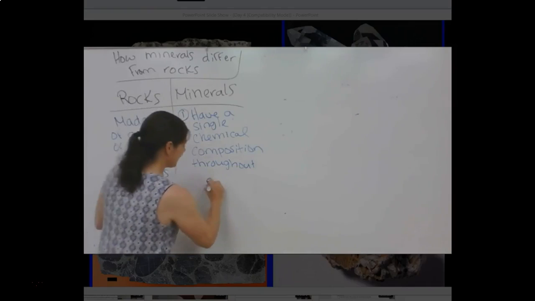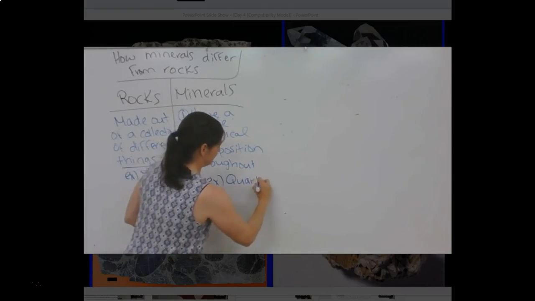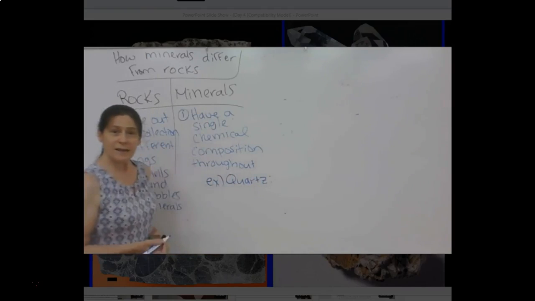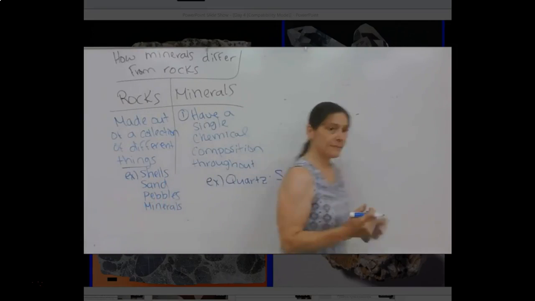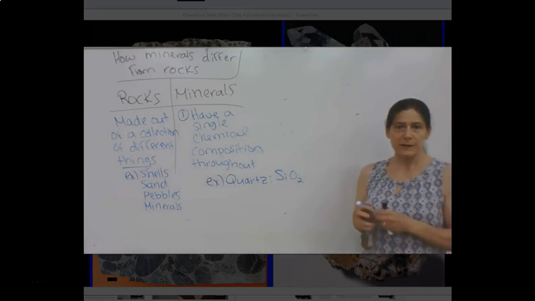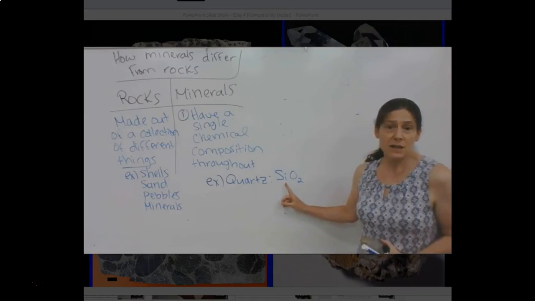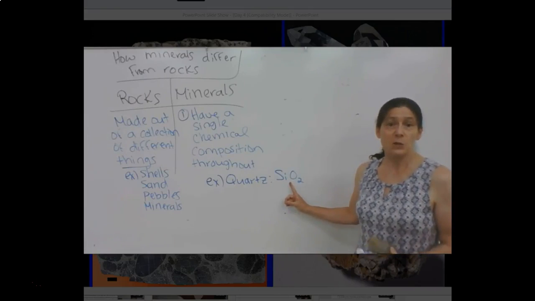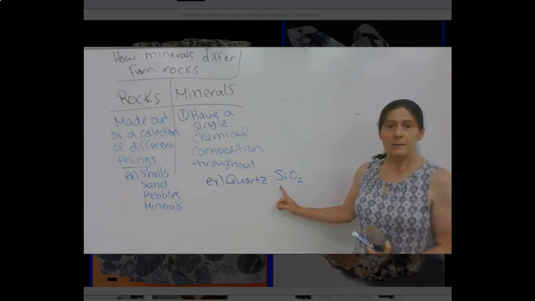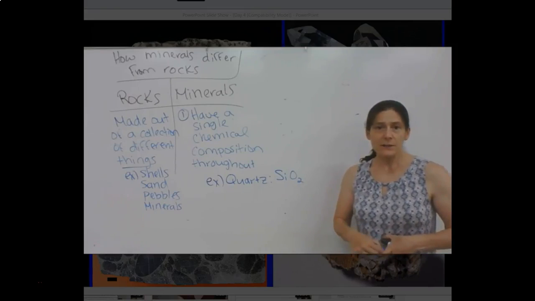Okay, so for example, quartz has the chemical formula SiO2. All that chemical formula is saying is that for every one atom of Si, which is silicon, there's an imaginary one. If you don't see a number, the default is that there's one. So for every one atom of silicon, there are 2 atoms of oxygen. So that's my single chemical composition.